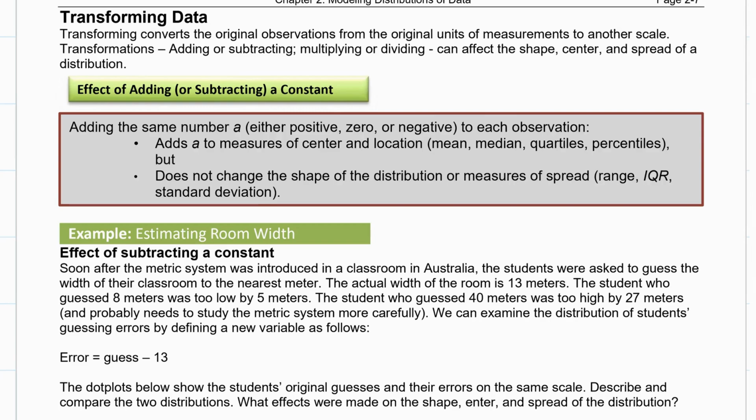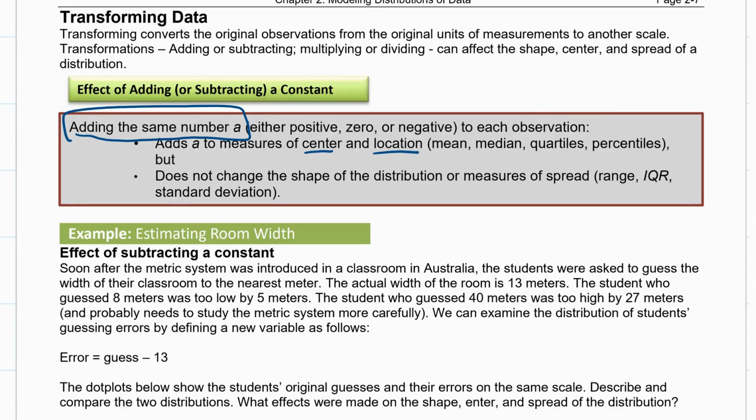Transforming data means that we have a data set and then we do some sort of manipulation to it. For example, we could end up adding the same number to every single observation in the data set. So what happens when we add the same number to every observation? Well, it has an effect on any measurement of center or location. Now, centers are means and medians. Locations are things like the first and third quartile scores, the maximums and the minimums, and any percentiles.